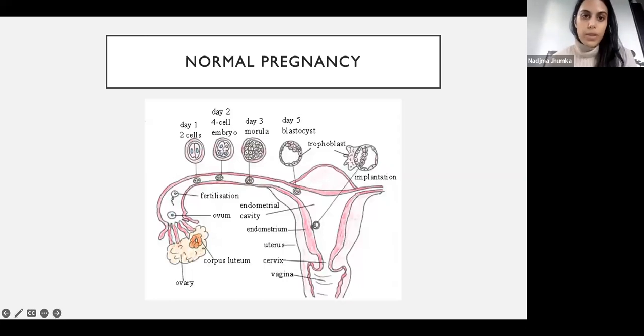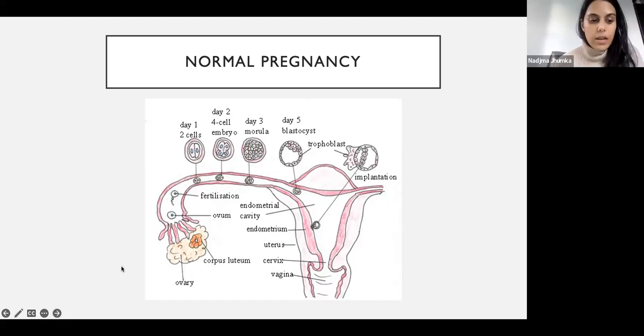What happens with an ectopic pregnancy is that the implantation goes wrong. So you still get the release of the egg, you still get the fertilization of the egg, you still get an embryo that forms, but instead of it implanting here in the middle of the uterus, where you have the cavity and the space for it to grow, it implants somewhere else.